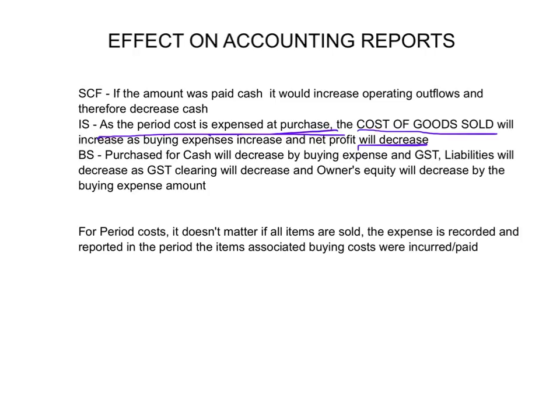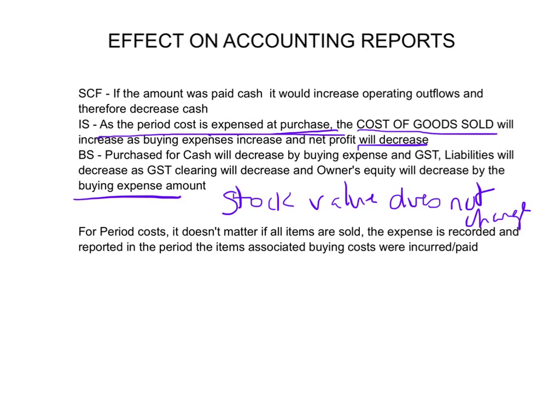In terms of the balance sheet, there's no effect on assets in terms of the value of stock. The stock value does not change. What does change is our owner's equity because we've got an expense, so therefore our profit decreases. So as I said before, for period costs, it doesn't matter if all items are sold. The expense is recorded and reported in the period the items associated buying costs were incurred and paid.